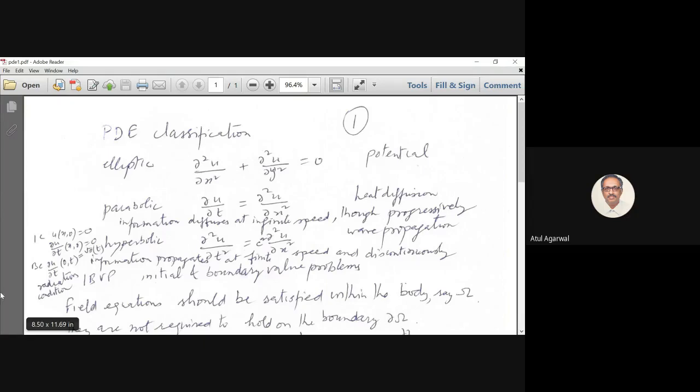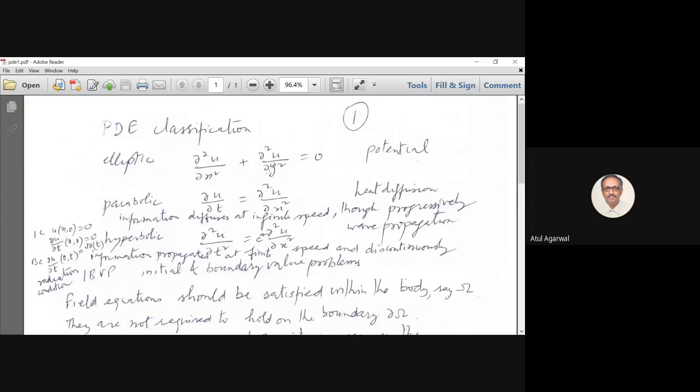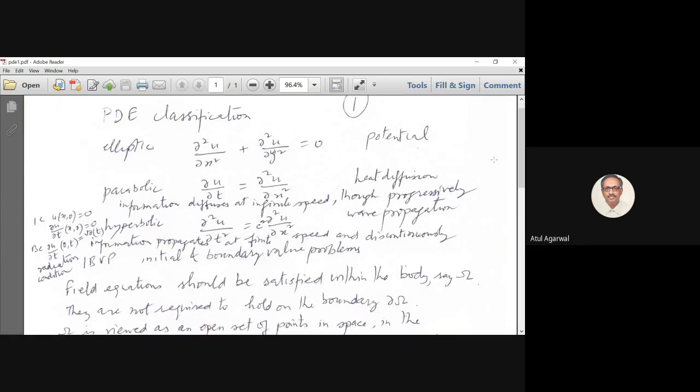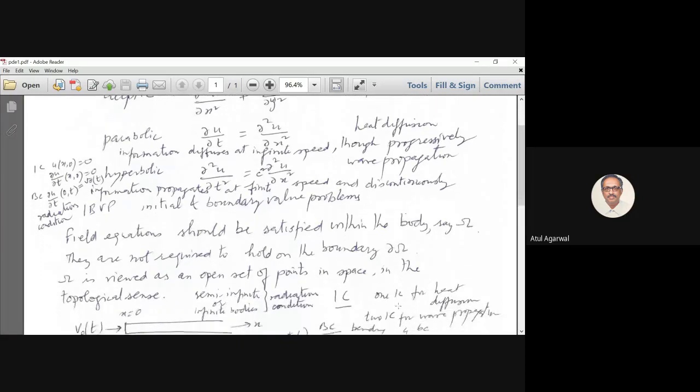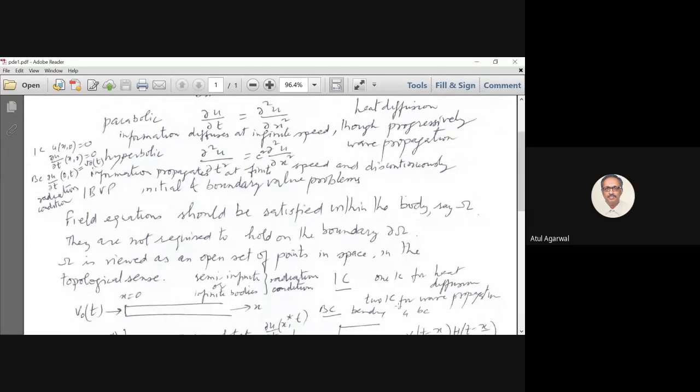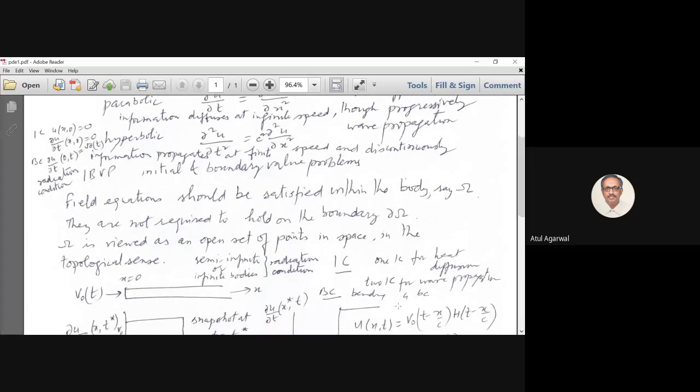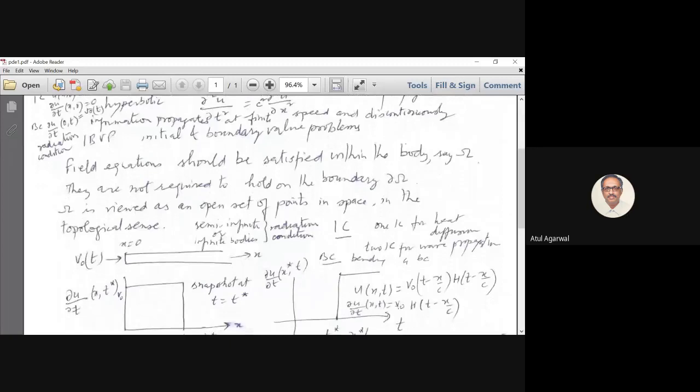Then another thing is these differential equations are called field equations. They should be satisfied within the body. You can call the body omega. They are not required to hold on the boundary. The boundary you can represent by delta omega. Omega is used as an open set of points in space, in the topological sense. These kinds of things are seen in a subject of mathematics called topology.